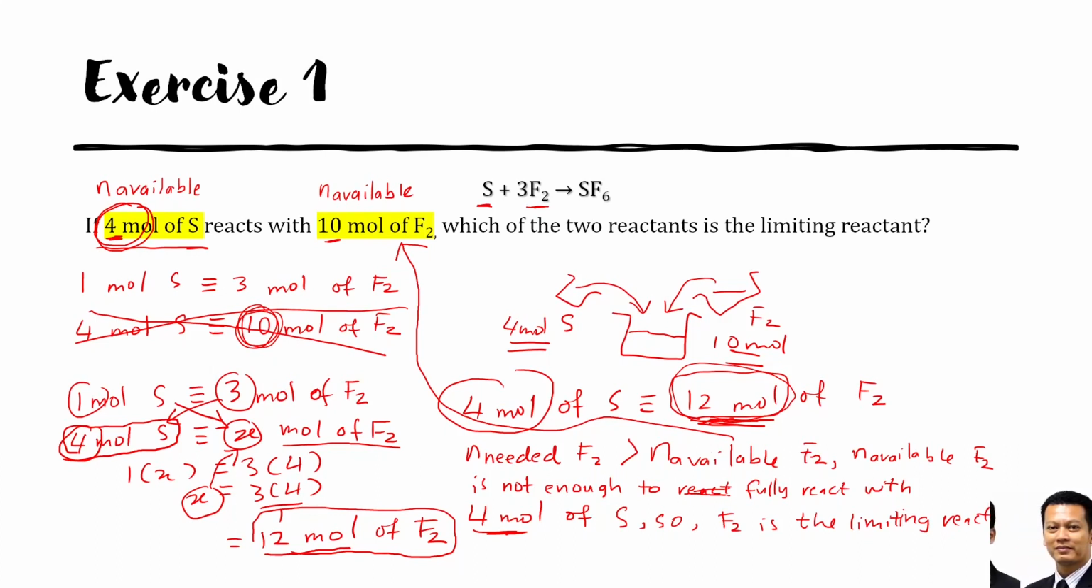Okay, 4 mole of S. So F2 is the limiting reactant, because it is fully consumed first.